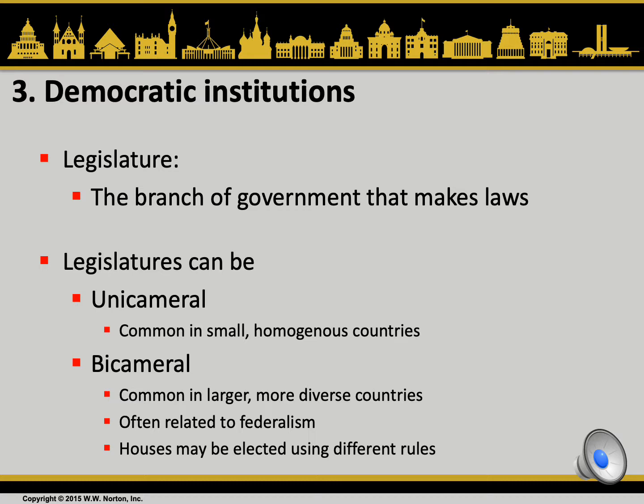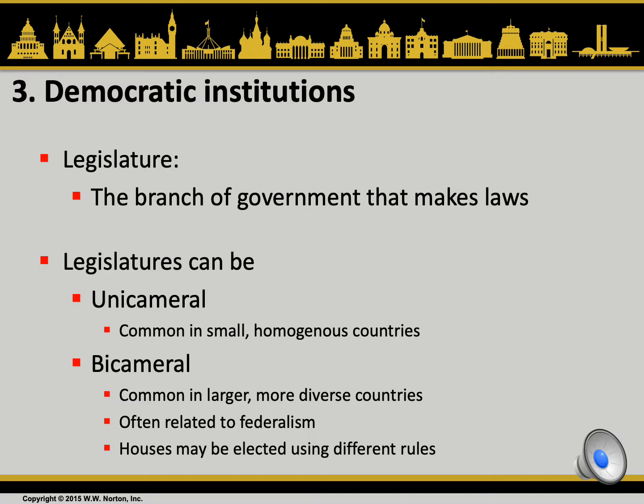The legislative branch really is the body where representatives of the people gather, where the people, in effect, rule the government by proxy. There are two forms, as you can see on this chart: unicameral, which is more common in smaller homogeneous countries, meaning there's one house, one legislative body; or bicameral, which is more common in larger, more diverse countries, and where there's a structure, or within the state, there's a federalist approach.